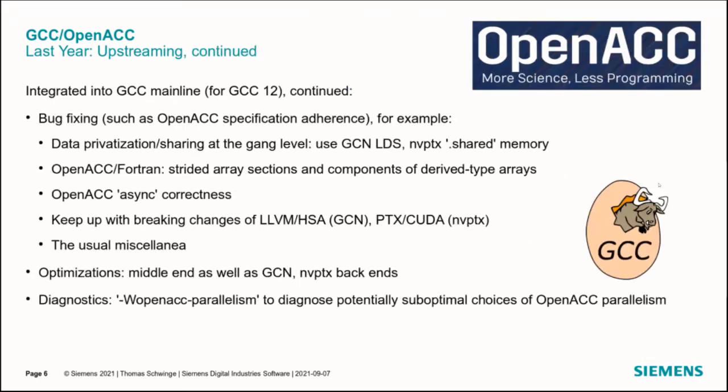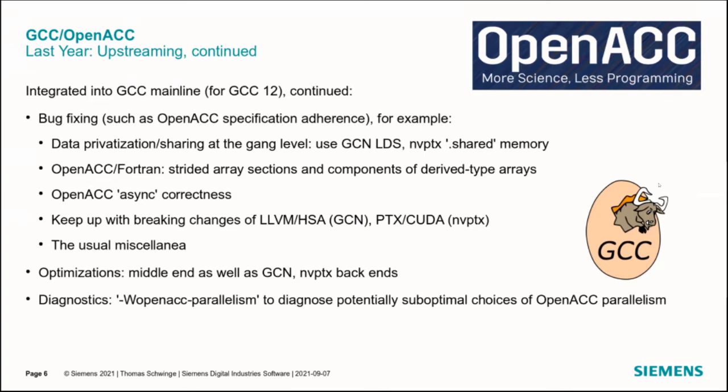Okay, further we have integrated into mainline quite a number again of bug fixes, for example related to OpenACC specification adherence, things like data privatization or sharing, depending from which viewpoint, at the OpenACC gang level of parallelism, so that such variables use GCN LDS memory or NVPTX shared memory, so that the gangs have privatized memory, but inside one gang all workers and all OpenACC vectors see the same memory values.